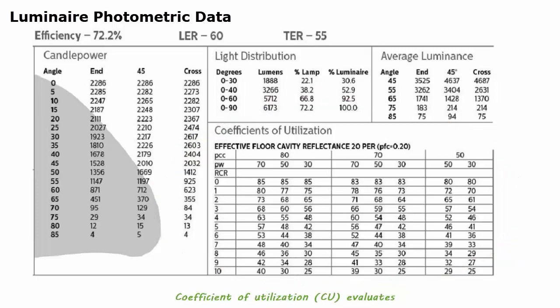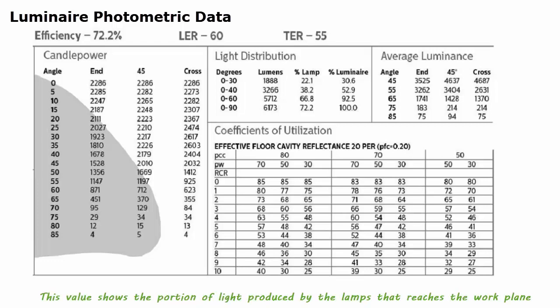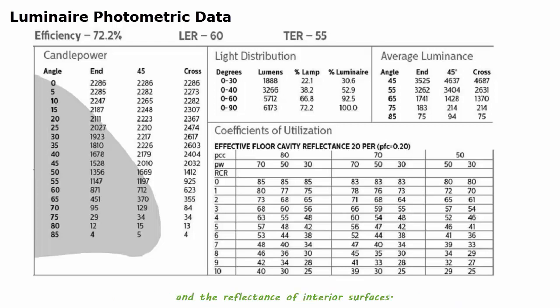Coefficient of utilization evaluates how efficiently light is delivered in a given environment. This value shows the portion of light produced by the lamps that reaches the work plane, considering various light loss factors. The CU value for fixtures is determined by the room cavity ratio and the reflectance of the interior surfaces.